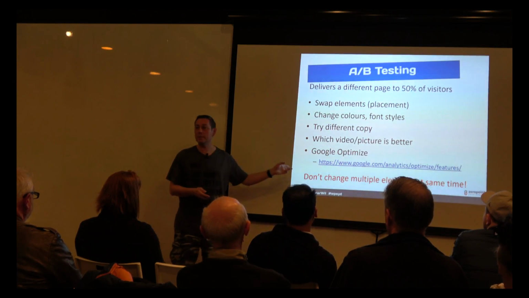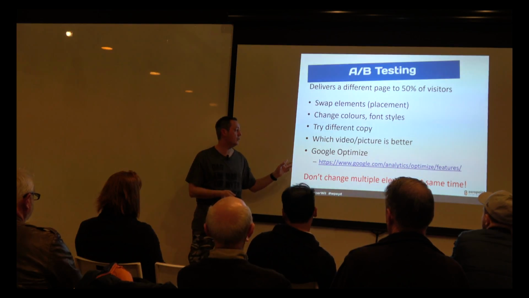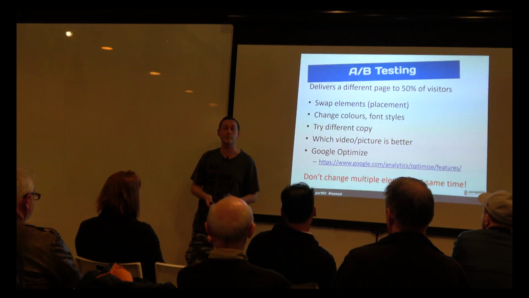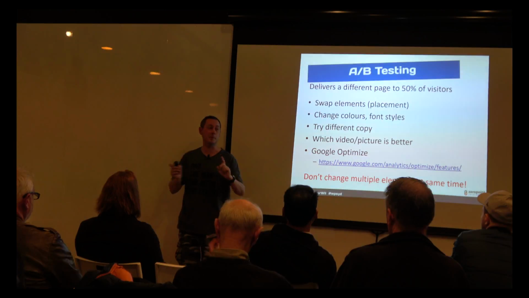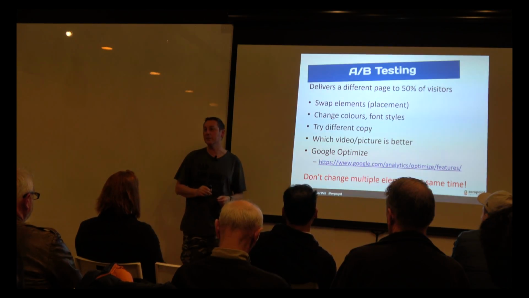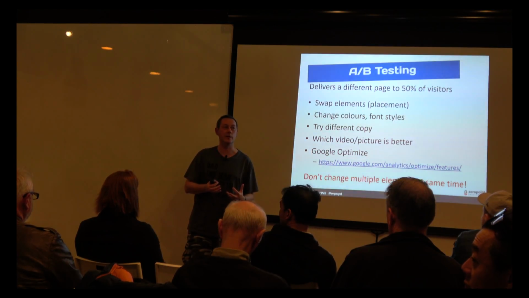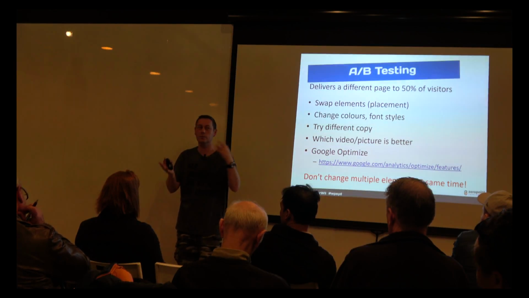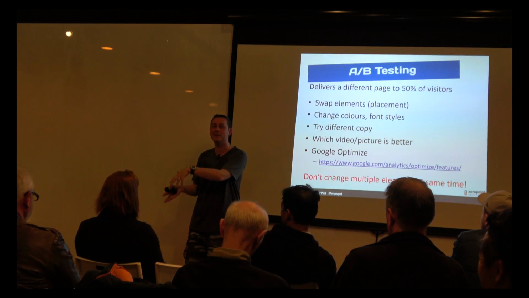One thing about A/B testing, quite important, is don't go changing lots of elements at the same time. Just change two elements. A/B, that's kind of the clue in the title. If you're changing four or five elements and you suddenly get a lot more conversion, you don't know which element you changed that made that conversion.